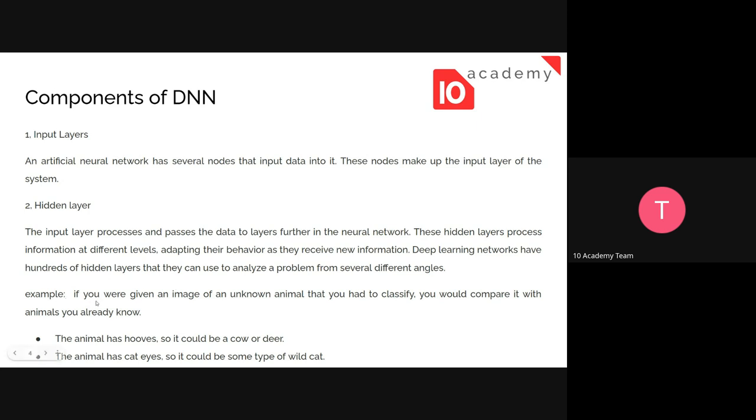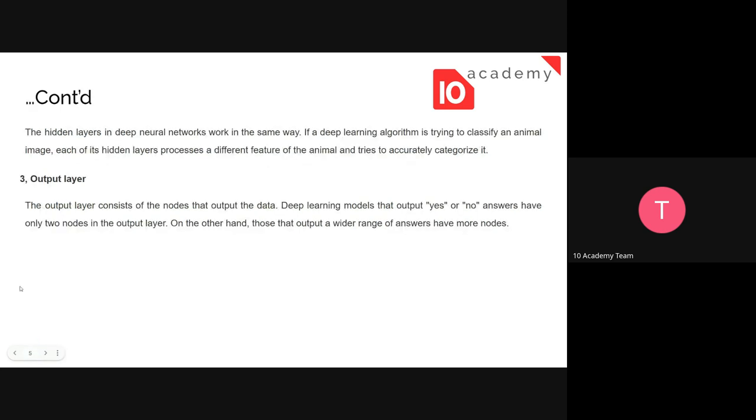For example, if you were given an image of an unknown animal, we've just mentioned that one use of deep neural networks is computer vision, or image recognition, right? So let's say we were given an image of an unknown animal that we have to classify, to determine what animal it is. It's not going to consider only two or three features. Does the animal have hooves? What shape of eyes does it have? We can consider many different types of parameters. So the hidden layers, if the algorithm is trying to classify the image by type of animal, each of the hidden layers is going to process different features of the animal and try to accurately categorize it.